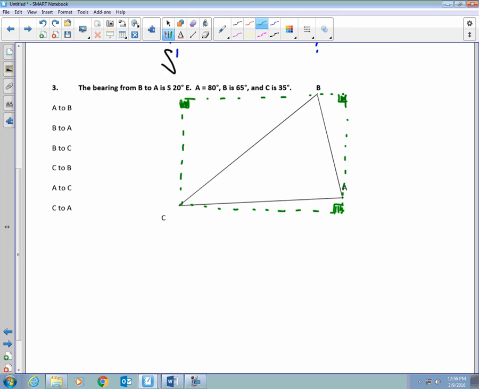It says A is 80 degrees, C is 35 degrees, B is 65 degrees. And the one hint that they give me is the bearing from B to A is south 20 degrees east. So if I place a compass here, it would be south 20 degrees to the east. So you can see that this little angle right here is 20 degrees.